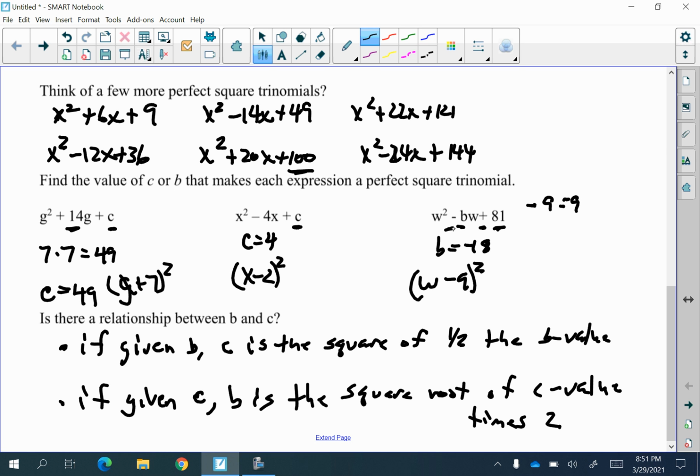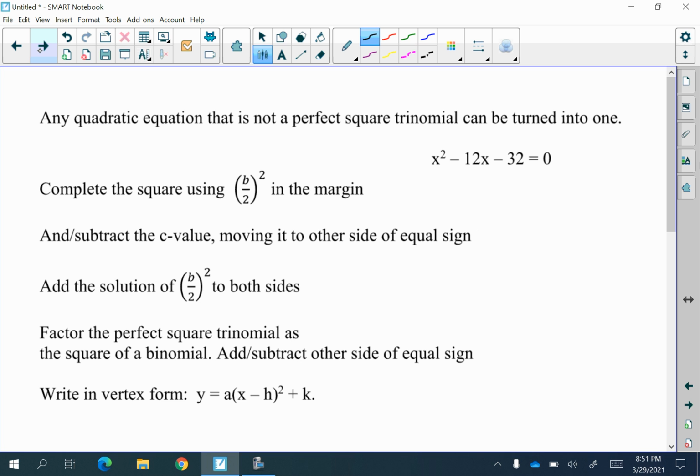All right, let's go to the next page here. This is a short little day as we introduce completing the square. On Wednesday, we will get into more detail. It says any quadratic equation that is not a perfect square trinomial can be turned into one.